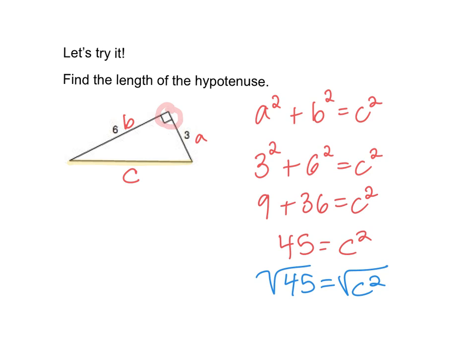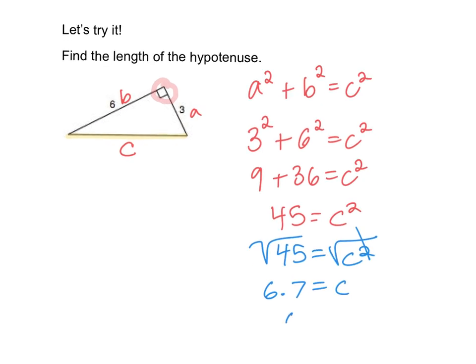Now my square root and my exponent to the power of 2 cancel out. I'm left with c over here. And the square root of 45, I could leave it as the square root of 45, which would be the exact answer, or I can write 6.7. But that's not an exact answer. So if I was going to write this, I should write c is equal to about 6.7.